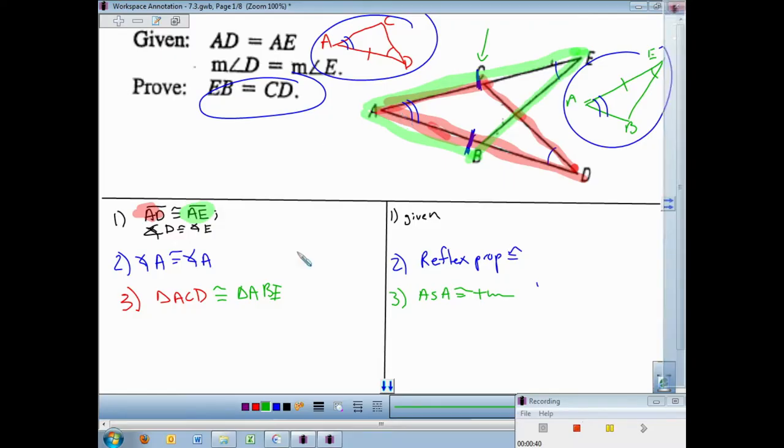Now that I have proven these two triangles congruent, any pair of corresponding parts should also be congruent to each other. And that would be what we're trying to prove right here. Step 4, let's go purple. Shouldn't segment EB be congruent to, E comes last, D comes last, B comes second to last, C comes second to last? Shouldn't segment EB be congruent to segment DC?